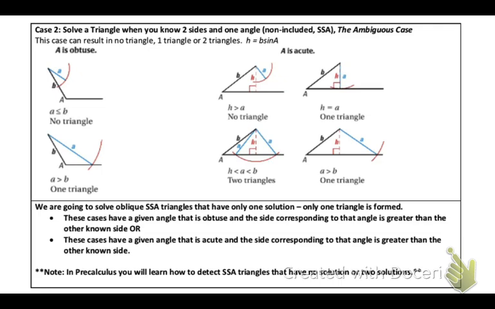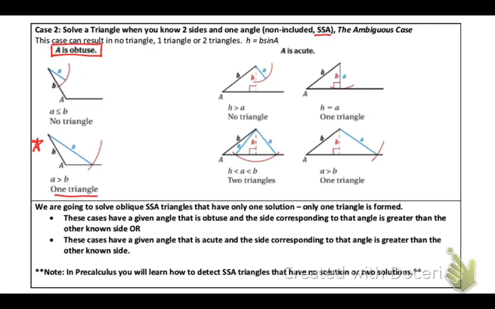Case 2 is when you're solving a triangle when you know two sides and an angle that is not included. So we call that side-side angle. This is the ambiguous case because this case can actually result in not forming a triangle, one triangle, or two triangles. We are going to, this year, just solve the cases that form one triangle.